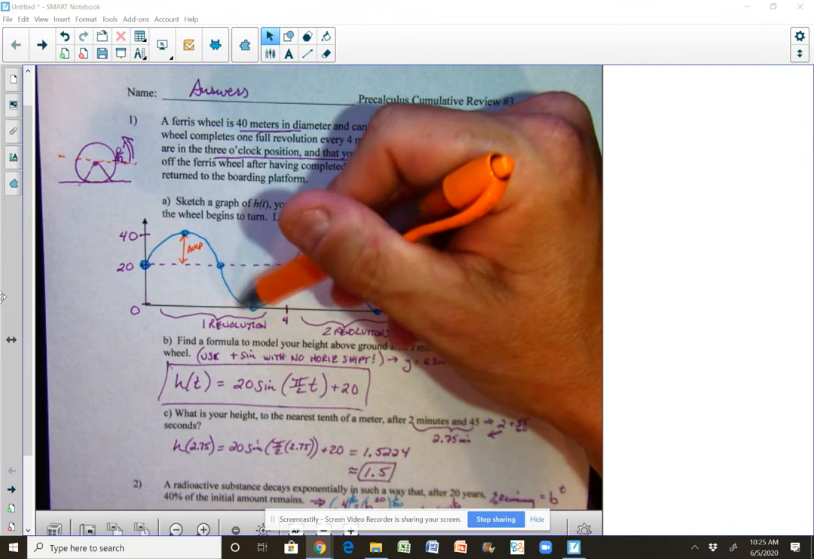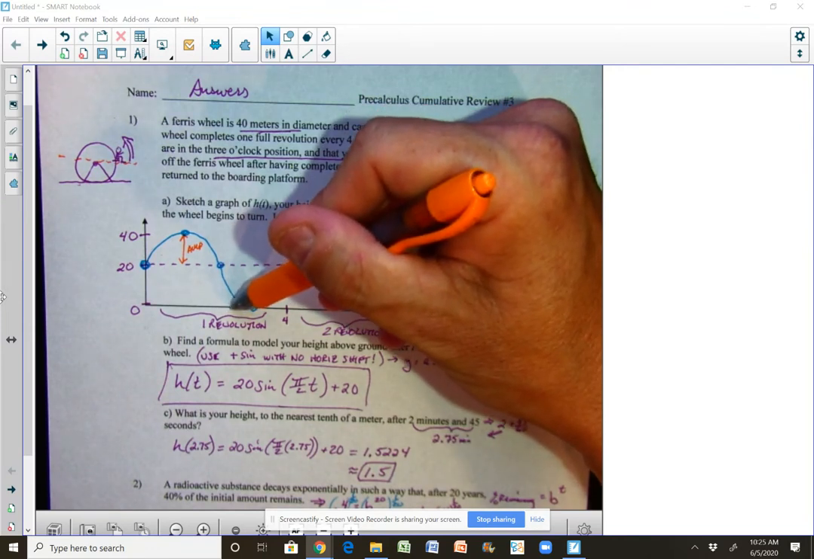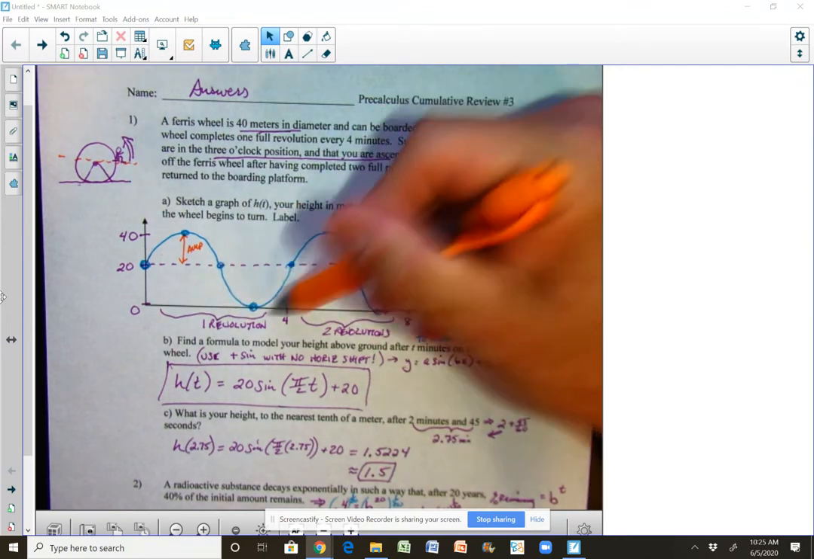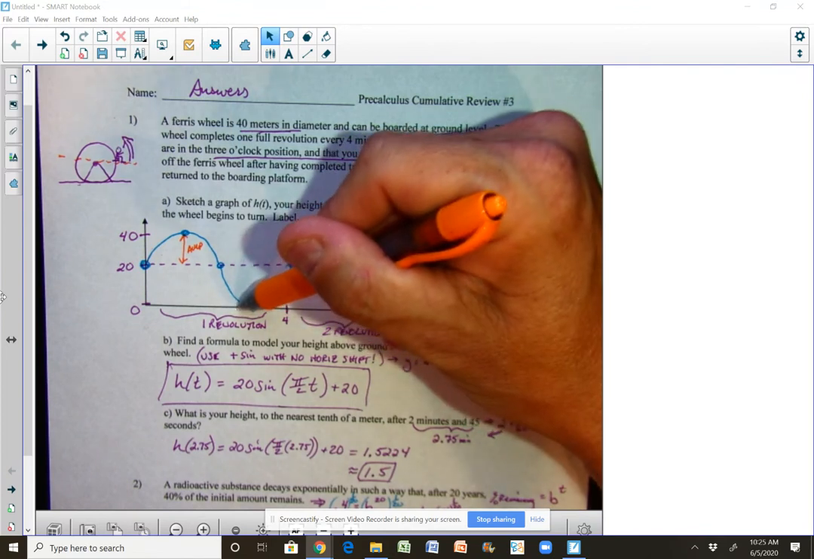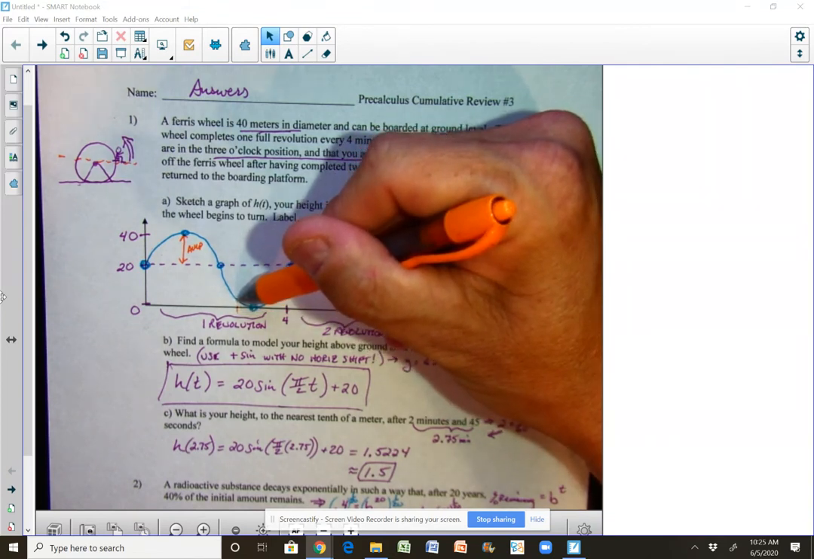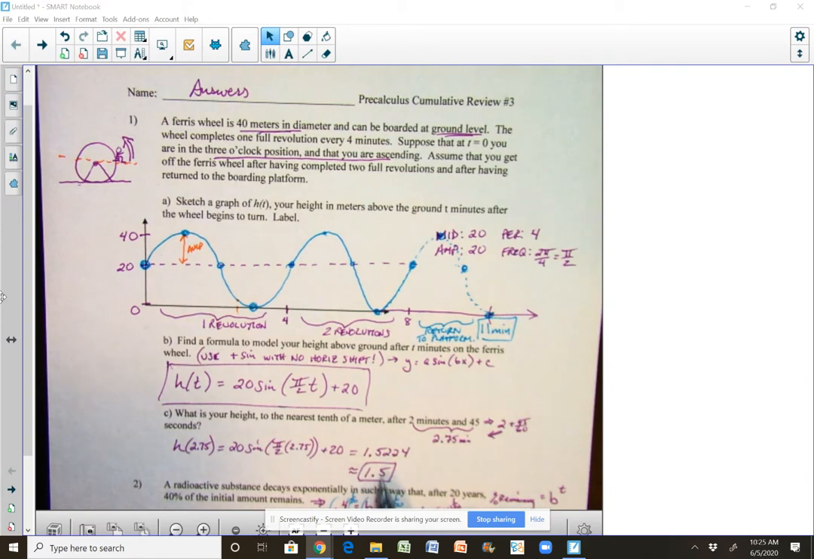So again, 2.75 minutes, you'd be somewhere over here. Here's 4 minutes, here's 3 minutes. 2.75 minutes is somewhere right about there. So that kind of makes sense based on what the output is.